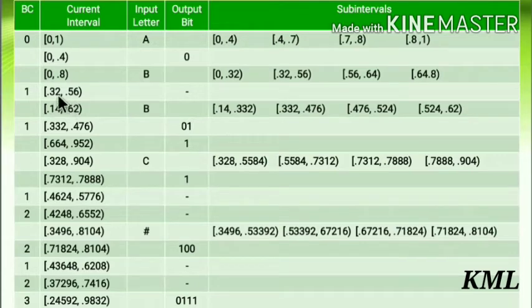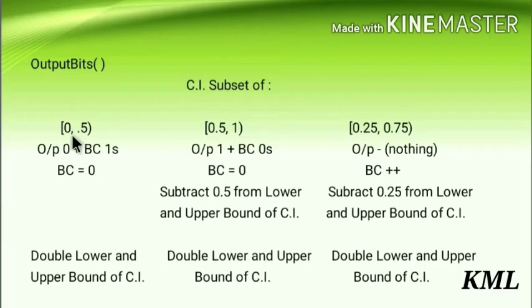Now check where this current interval falls, okay. So 0.32, 0.56, let's see. So 0.32 is greater than 0, but we have 0.56 which is greater than 0.5. So it doesn't fall in this. So we have 0.32 which is less than 0.5, so it doesn't fall in this also. Now check here, we have 0.32 which is greater than 0.25 and 0.56 which is less than 0.75. So it falls in this one, okay.